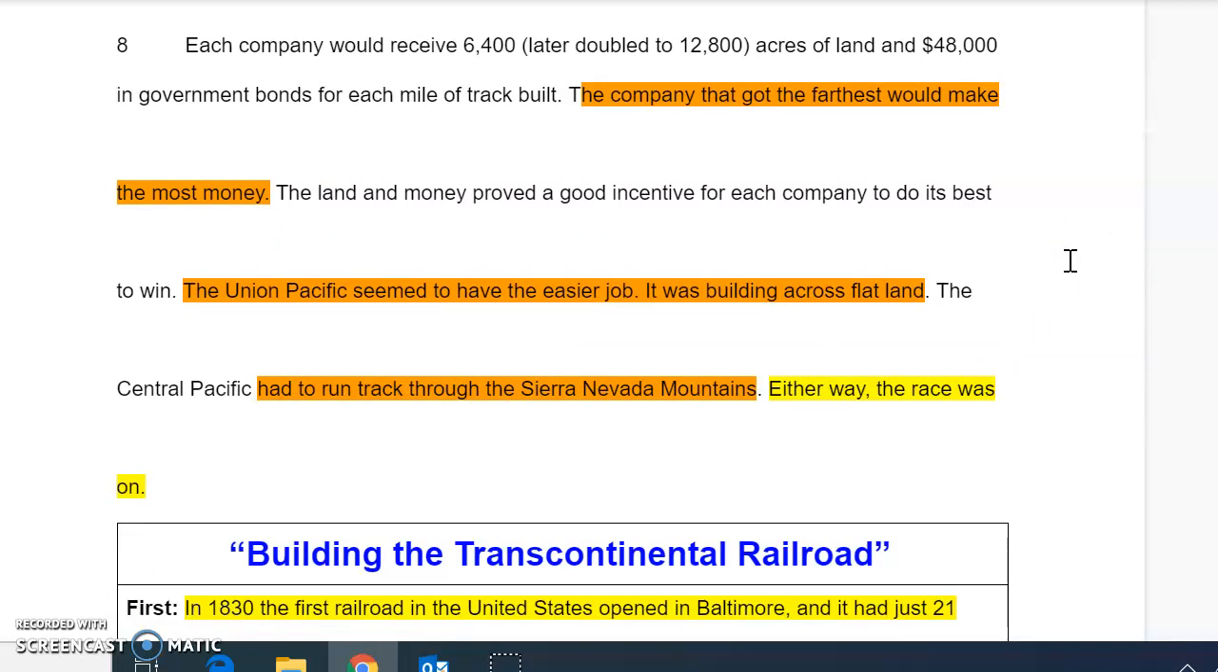Later, that doubled to 12,800 acres of land and $48,000 in government bonds for each mile of track built. The company that got the furthest would make the most money. Sounds a little competitive to me, don't you think? The land and money proved a good incentive for each company to do its best to win.